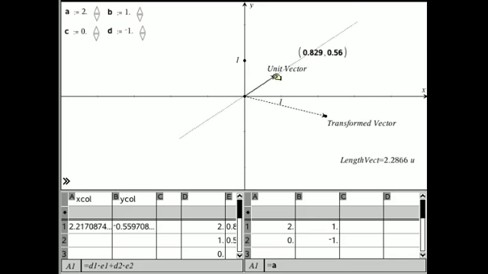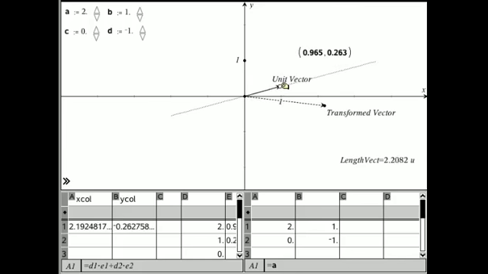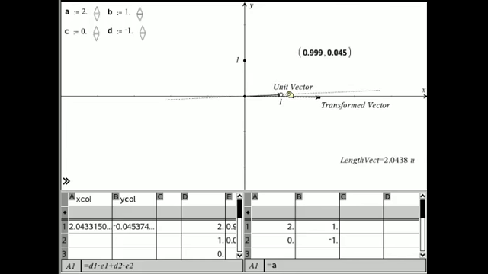When is the transformed vector simply a scalar multiple of the original unit vector? And as you can see, if I go to here, I get a value of about 1, 0 within rounding. And the length of my new vector is 2, roughly, within rounding.